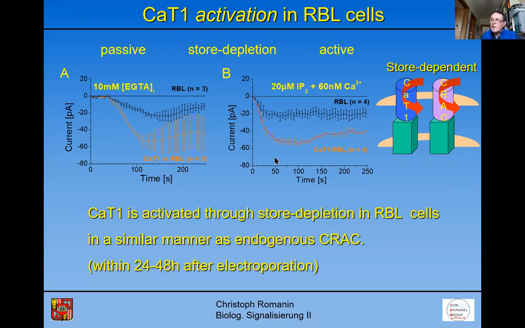That's the reason why this is pretty fast compared to EGTA, which only prevents the calcium pumping back into the ER stores. So that only works, as I mentioned before, over a much longer time frame. So very nicely, CAT1, when expressed in the same cell environment, in these RBL cells, seems to behave in a similar way as the endogenous crack channel. And that has been taken in the Nature paper as an indicator, okay, maybe this is indeed the crack channel, the protein behind the crack channel.